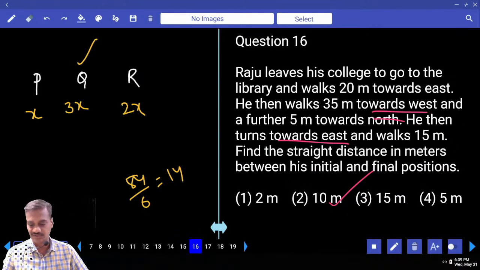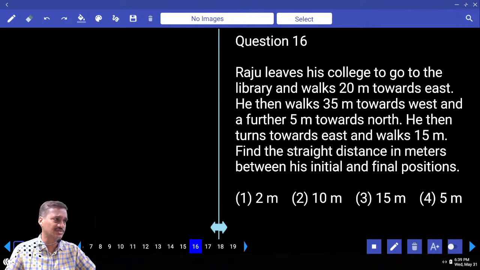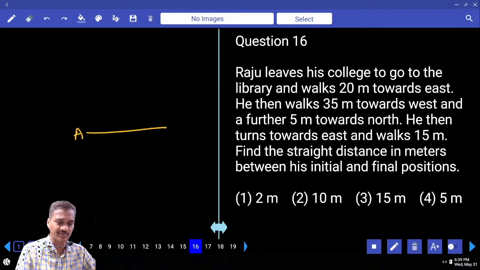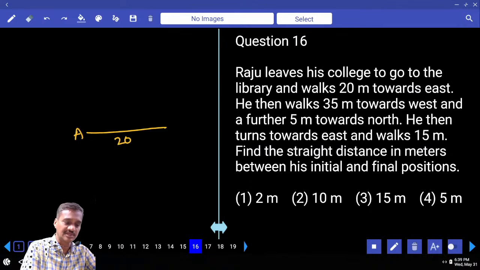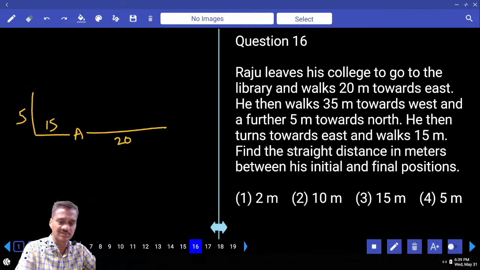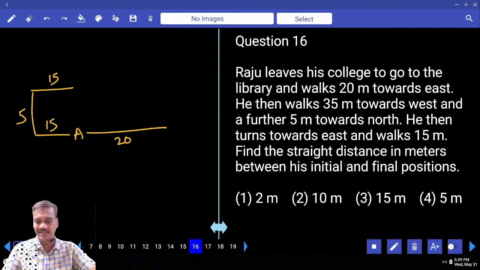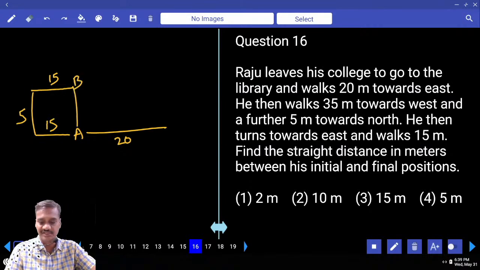The next one, 16th one. Raju leaves his college to go to the library and walks 20 meters east. Now A is the starting point. From here, 20 meters towards east. He then walks 35 meters towards west. From here, 35 meters towards west, 20, and this is 15, 35. And a further 5 meters north. From here, 5 meters towards north like this. He then turns towards east and walks how many meters? 15, isn't it? Find the straight distance between his initial and final positions. This is the initial position, this is the final. What is the distance between these two? 5 meters, choice 4, 16th one.